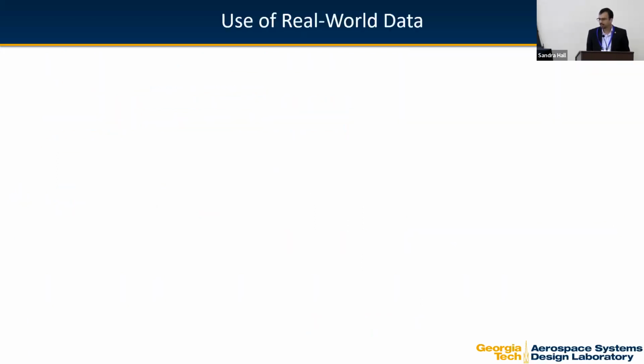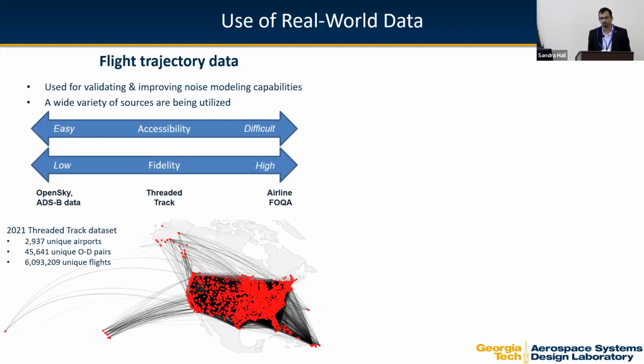So in terms of real-world data, I'm just going to showcase some of the data that we use. We use a lot of flight trajectory data. We use that for modeling, for validating and improving our noise modeling tools. And we have two different spectrums on there. One is accessibility, how easily it is available. And another one is fidelity. So for example, we have OpenSky data, which is very easy to access. It's basically open to anyone. But in terms of fidelity, it's pretty low. You would only have position information on there, maybe some speed.